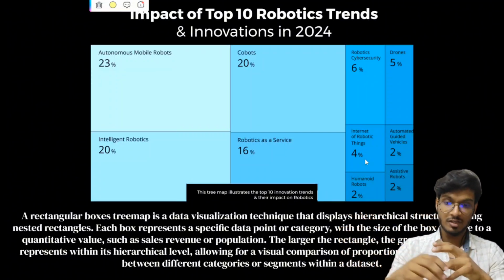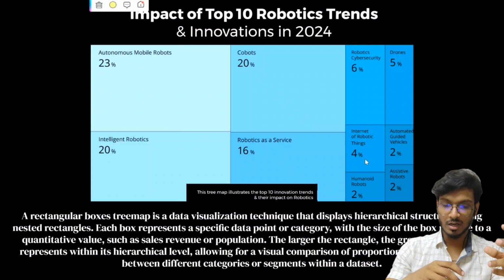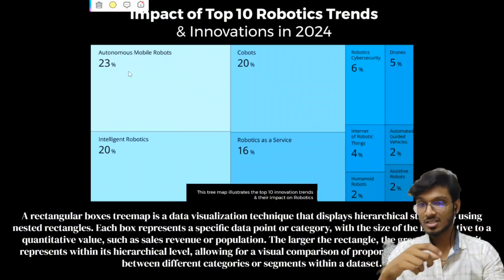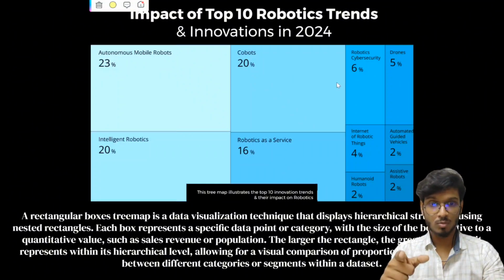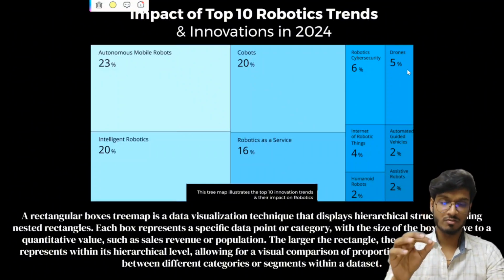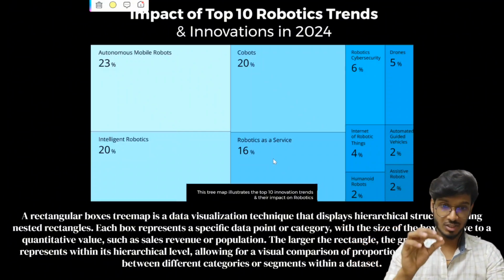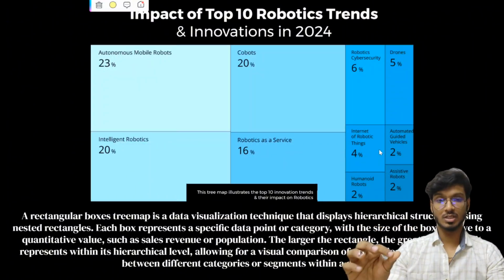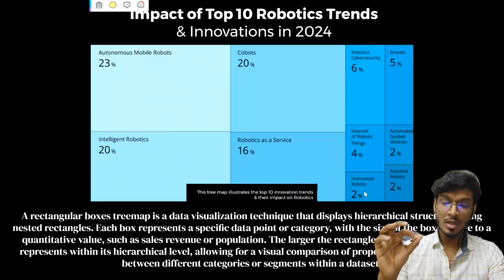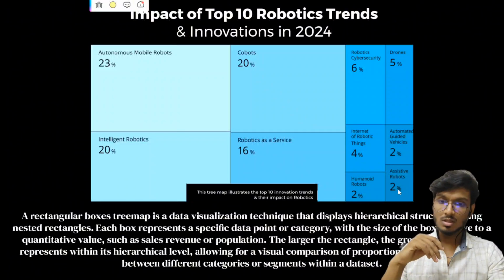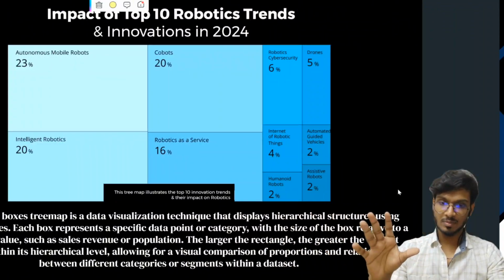In the same way, if it is very big, then it holds more amount of data, allowing for a visual comparison of properties and relationships between different categories and segments within the dataset. So here you can see 23% of the rectangle is occupied by autonomous mobile robots, 20% for cobots, 6% for robotic cybersecurity, 5% for drones, 20% for intelligent robots, and robotics as a service 16%, Internet of Robotic Things 4%, automated guided vehicles 2%, humanoid robots 2%, assistive robots 2%. So this is about the tree map.